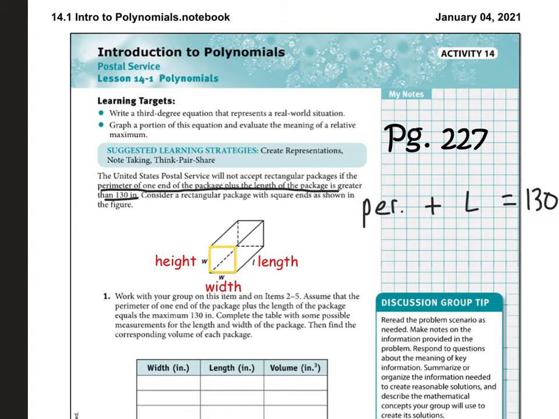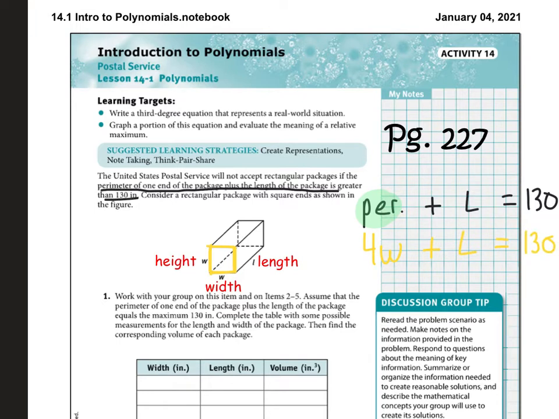And then let's think about the actual perimeter of the base. The base is that yellow square, and the perimeter of an object is the distance all the way around. So the perimeter of the base is just going to be 4W. Here's the base: W, W, W, and W. So the perimeter, 4W, plus L needs to equal 130.